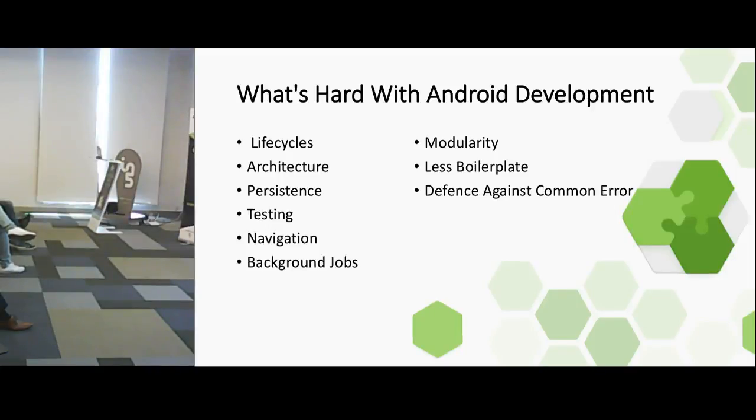The other things that developers find hard are navigation, background jobs, also modularity, less boilerplate code. They want to write less boilerplate code, and who doesn't want that? And they want security against common errors, etc., etc. So this is the actual access point of Android architecture components. Why do we need architecture components?